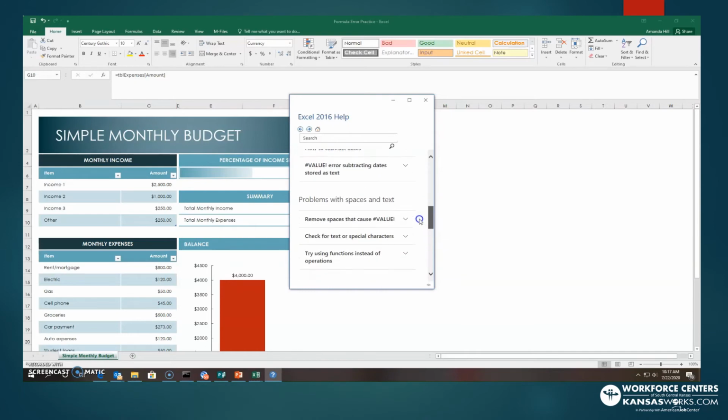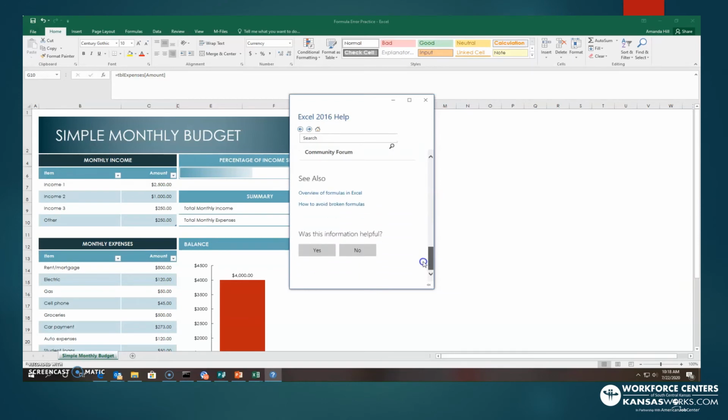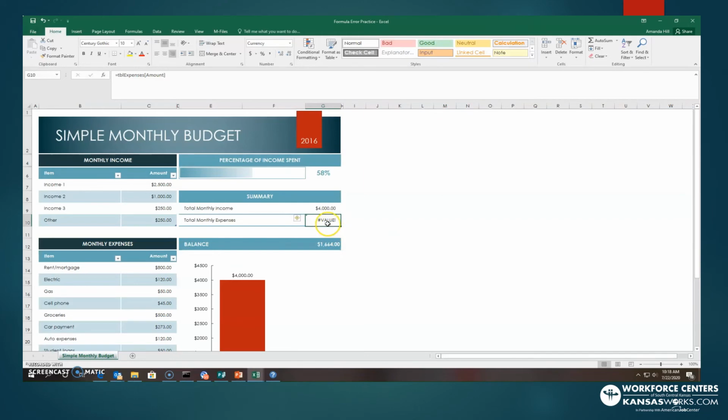So the bad part about this one is it's so general. Sometimes it takes some thinking outside of the box and really taking a harder look at your error to see what is wrong. So we have here this information. We look in our formula and what could be wrong with this particular formula.